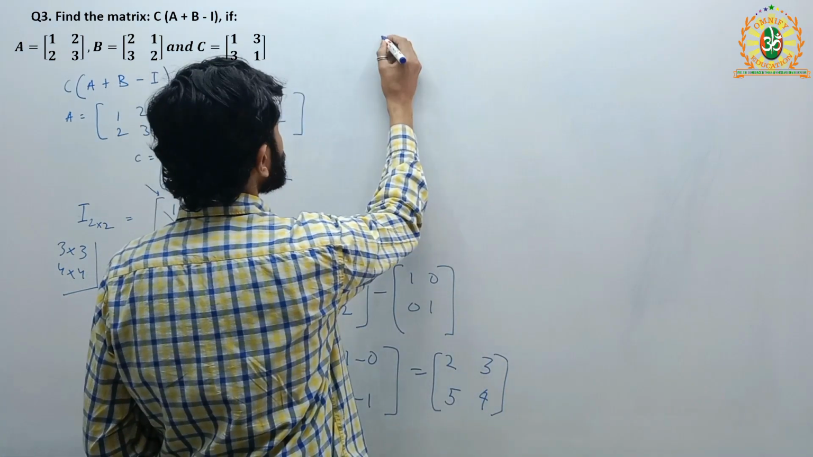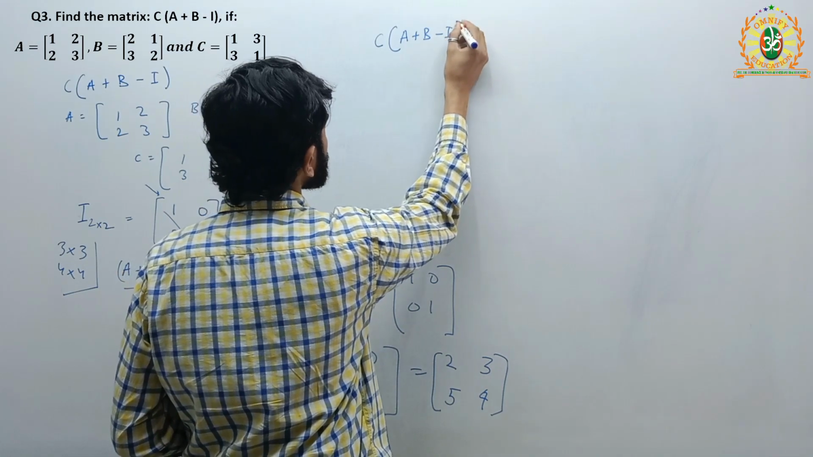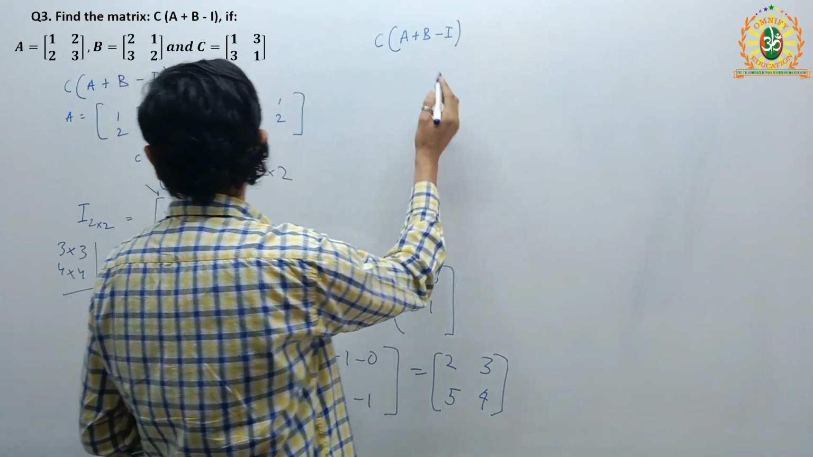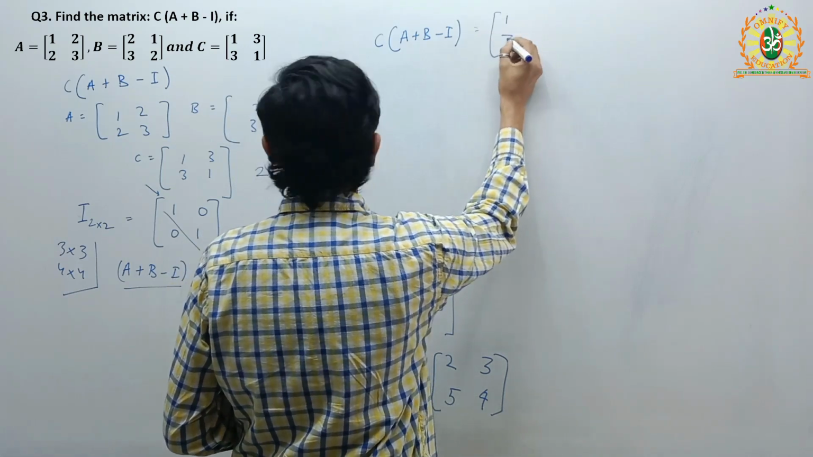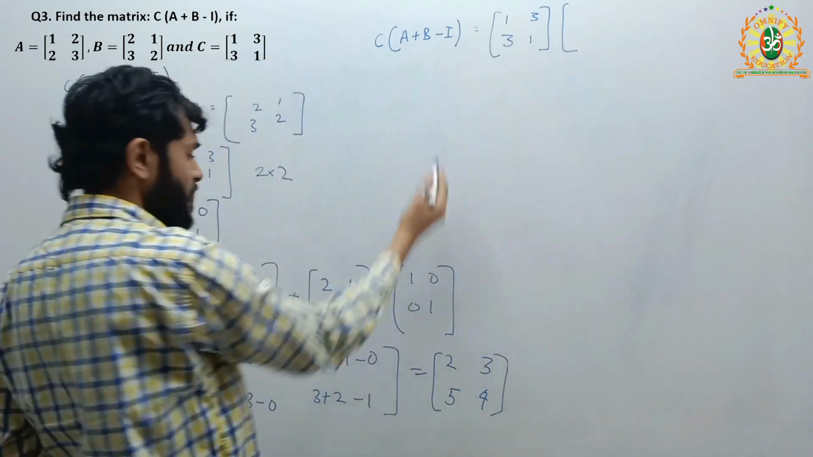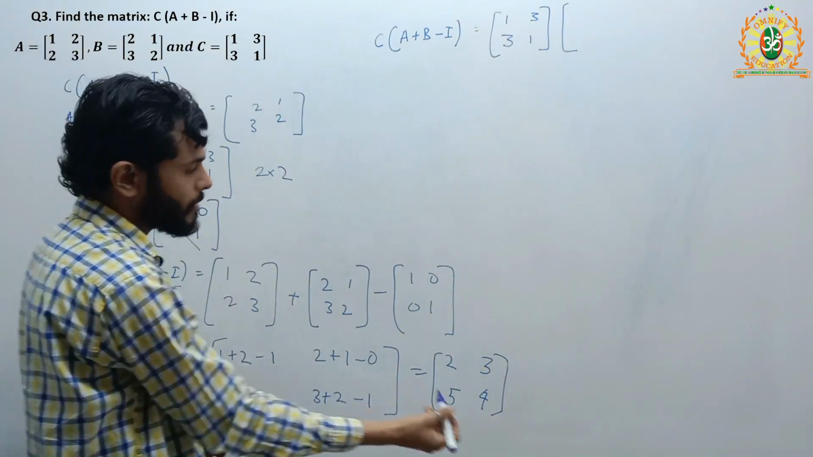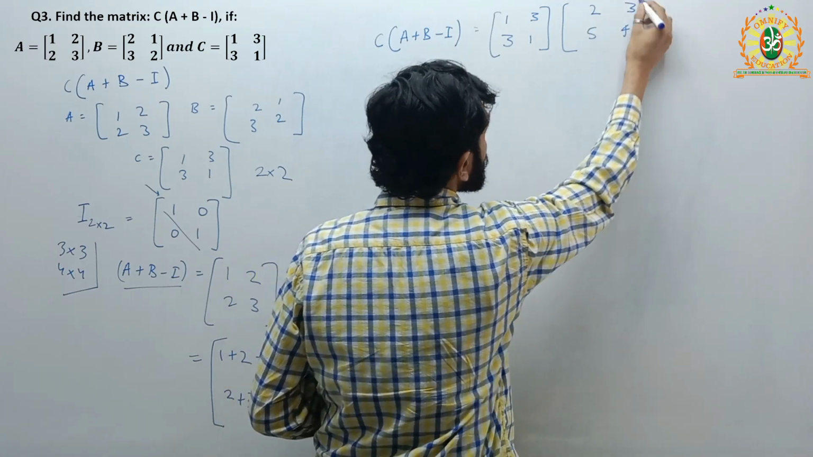So now we have to find C multiplied by A plus B minus I. Now C is 1 3 3 1 and A plus B minus I, you have found out as 2 5 3 4.